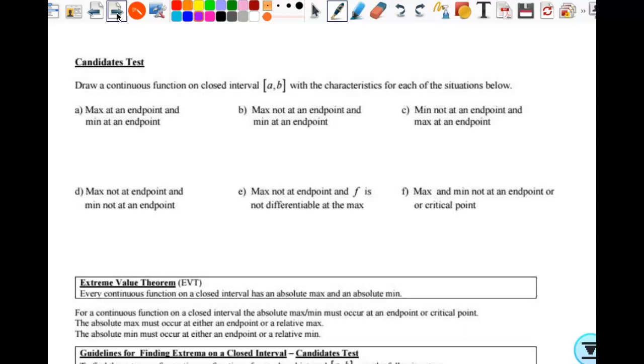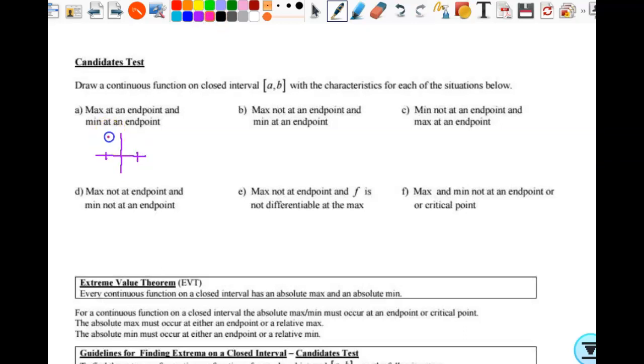It says draw a continuous function on a closed interval from A to B with the characteristics for each of the situations below. All right, so I want a max at an endpoint and a minimum at an endpoint. So we're just going to do a little sketch here. So we have A, and here's A and B. So I'm going to have a max at an endpoint.